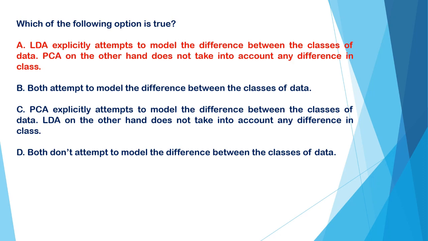Which of the following option is true? A. LDA explicitly attempts to model the difference between the classes of data. PCA on the other hand does not take into account any differences in class. B. Both attempt to model the difference between the classes of data. C. PCA explicitly attempts to model the difference between the classes of data. LDA on the other hand does not take into account any differences in the class. And D is, both don't attempt to model the difference between the classes of data. And the correct option is A.